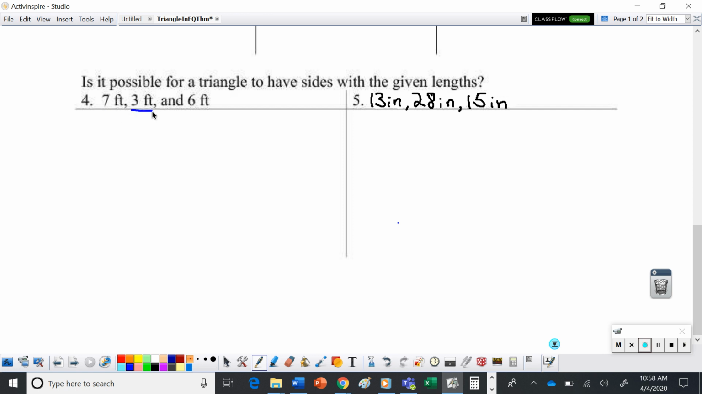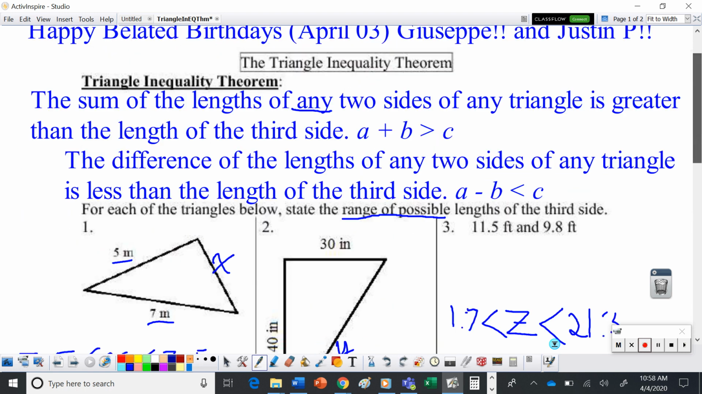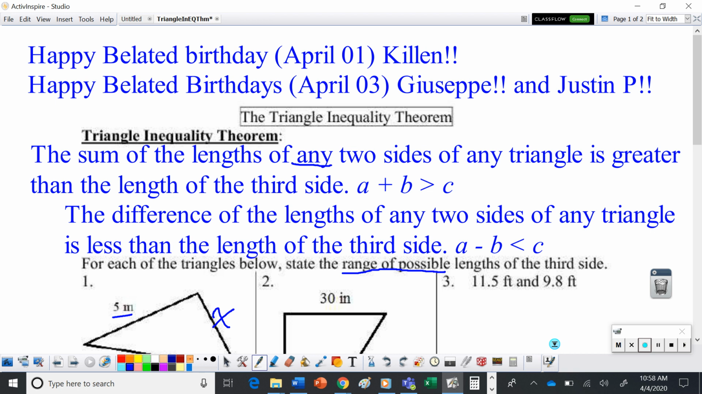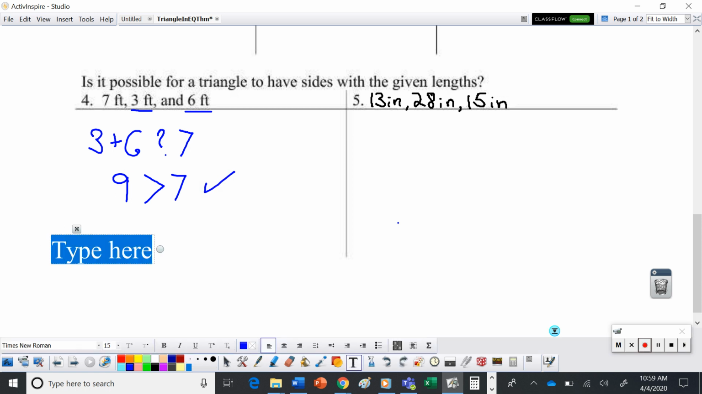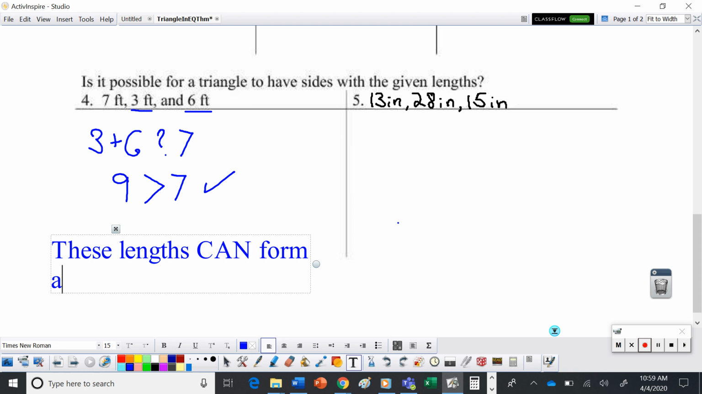Take the two shorter sides. Okay, so the two shortest sides in this example are 3 feet and 6 feet. So we add those two together. So 3 plus 6. And we're going to compare that to that third side, 7. Well, 3 plus 6 gives us 9, and 9 is greater than 7. So the triangle inequality theorem states the sum of the lengths of any two sides of a triangle is greater than the length of the third side. Well, 9 is greater than 7. That checks out. So we can say that on this one, these lengths can form a triangle. And there we go.